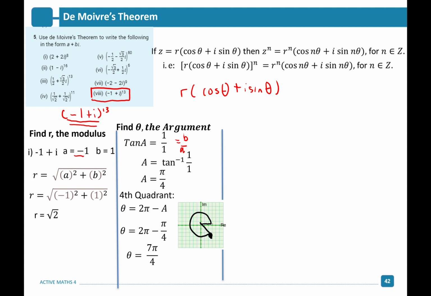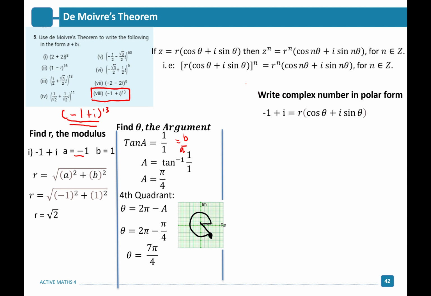Now that I have r, the modulus, and the argument theta, I write my complex number in polar form, i.e., we write our complex number minus 1 plus i in the form of r times cos theta plus i sine theta. Substituting our values for r and theta into our polar form formula, we get root 2 times cos of 7 pi over 4 plus i sine 7 pi over 4.